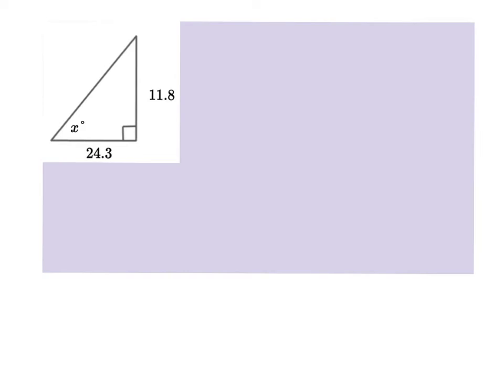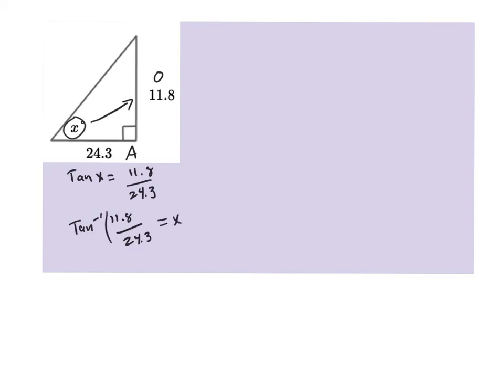Now, in this problem, we're looking for the angle, so that's where we have to do something called inverse tangent. So, in this case, again, if I start from my angle, this is the opposite, this is the adjacent, so I would have the tangent of x is equal to the opposite over the adjacent. Now, this problem we do a little bit different. We have to do something called the inverse tangent. So when I do the inverse tangent of 11.8 over 24.3, that will give me x, which is my angle. So let me show you how to do that in your calculator.